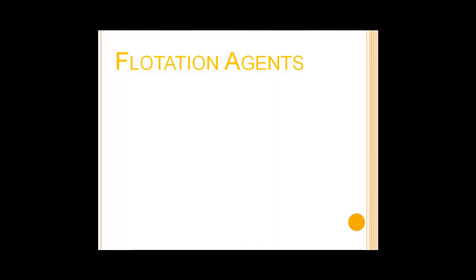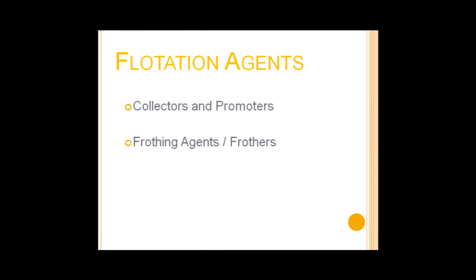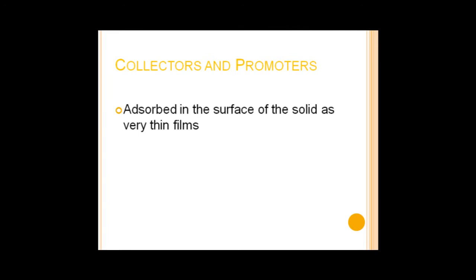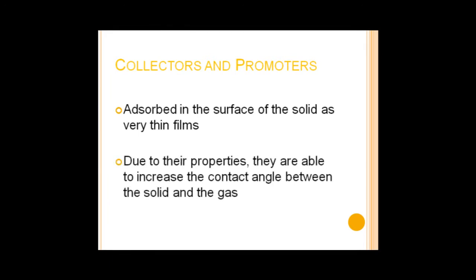Three types of chemical reagents are used during the froth flotation process: collectors and promoters, frothers, and modifiers. Collectors and promoters are adsorbed on the surface of the solid as very thin films. Due to their properties, they are able to increase the contact angle between the solid and the gas.